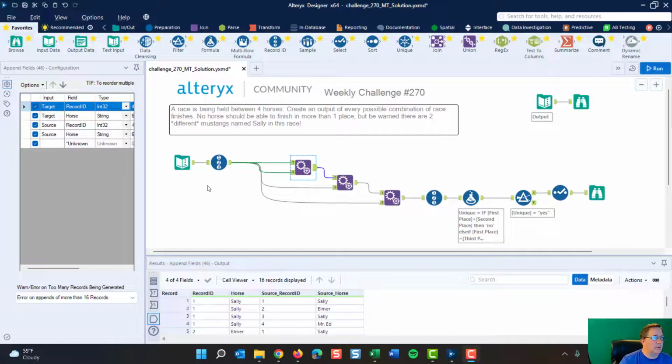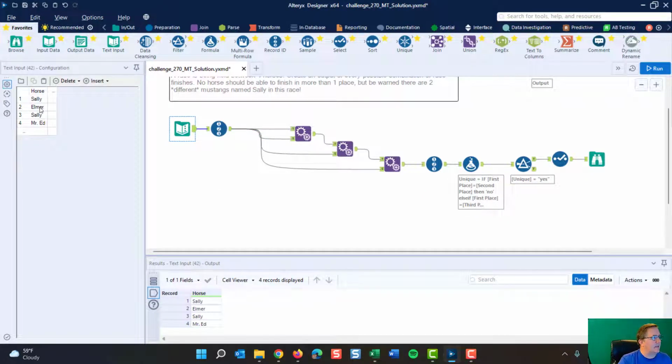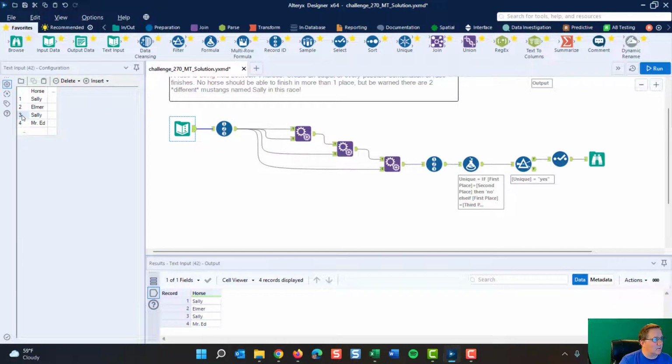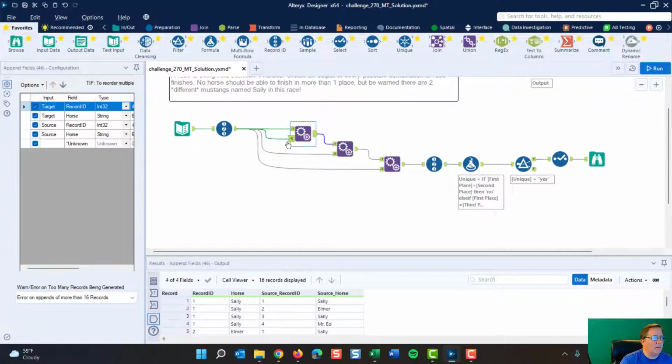So let's go ahead and jump on in here and take a look at what we've got and how we put it together. So we start out with four horses: Sally, Elmer, Sally, and Mr. Ed. In this, the first thing, especially because we've got two horses named Sally, we want to give these an ID. We want to say, hey, we're going to record you. Here's horse 1, 2, 3, and 4. What we're going to do is we're going to append, and we're going to append the same information on both the target and the source. So what we do here is we append, and the result of that is saying every combination of those two.